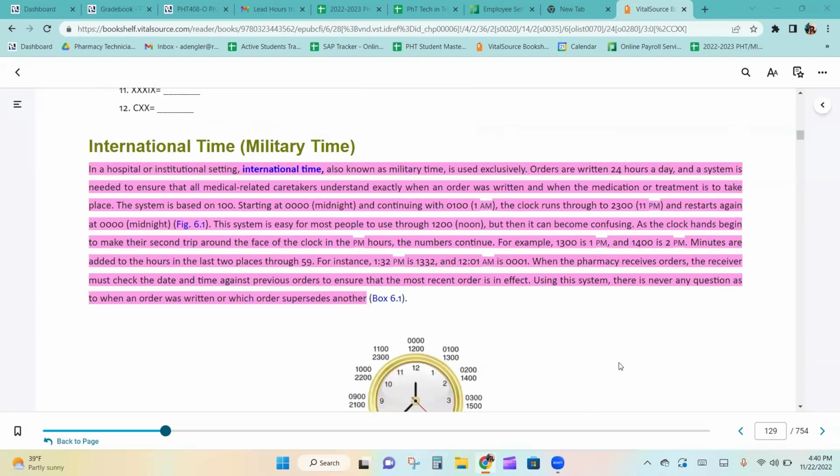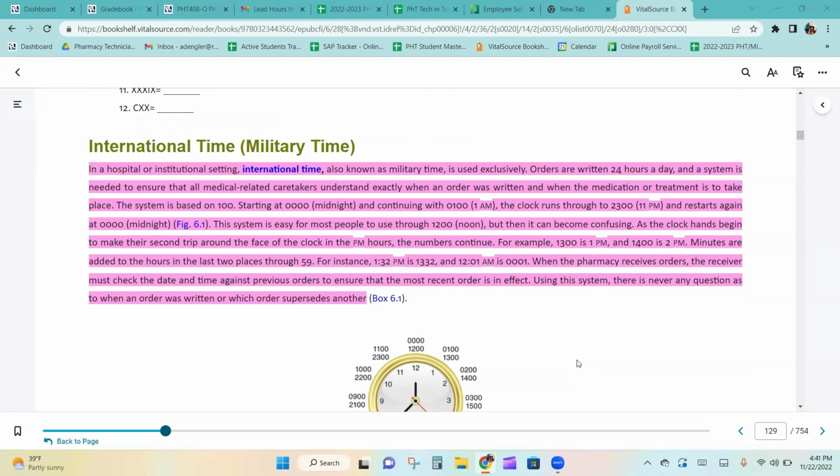In a hospital or institutional setting, international time, also known as military time, is used exclusively. Orders are written 24 hours a day, and a system is needed to ensure that all medical related caretakers understand exactly when an order was written and when the medication or treatment is to take place. The system is based on 100, starting at 100 hours midnight and continuing with 100 hours 1 a.m. The clock runs through to 2300 hours, which is 11 p.m. and restarts again at midnight, which is 0000.